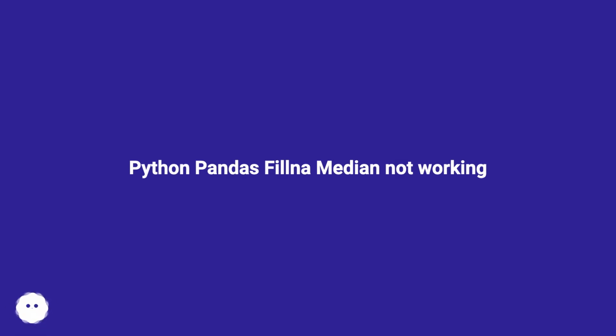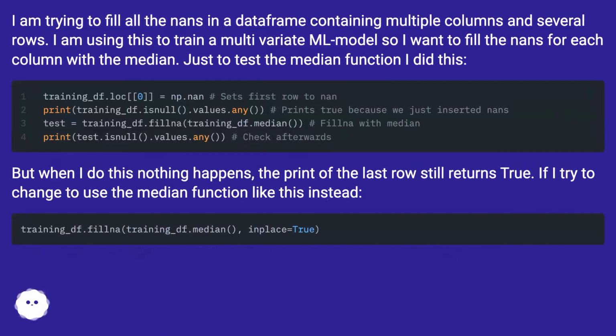Python Pandas fillna median not working. I am trying to fill all the NaNs in a dataframe containing multiple columns and several rows. I am using this to train a multivariate ML model, so I want to fill the NaNs for each column with the median. Just to test the median function, I did this.